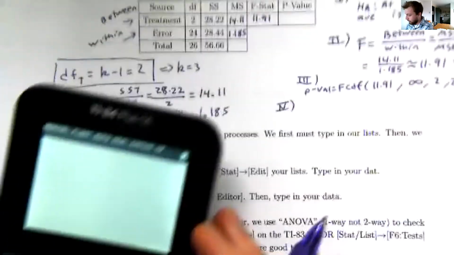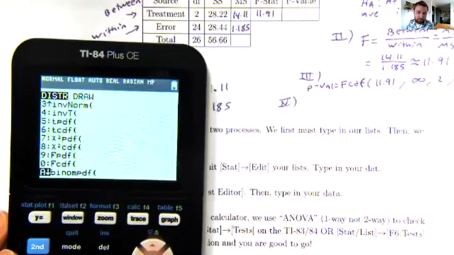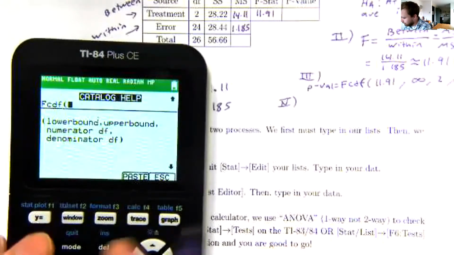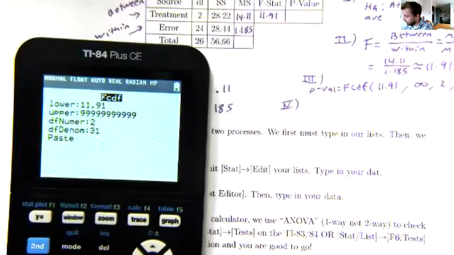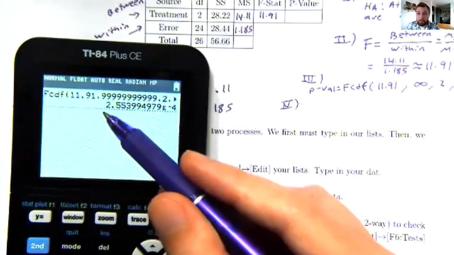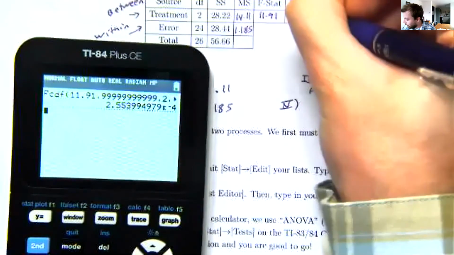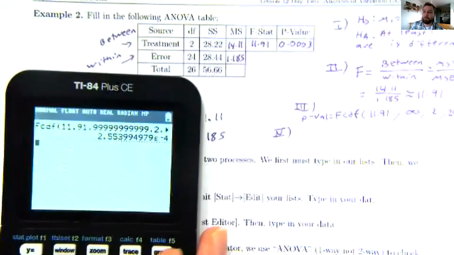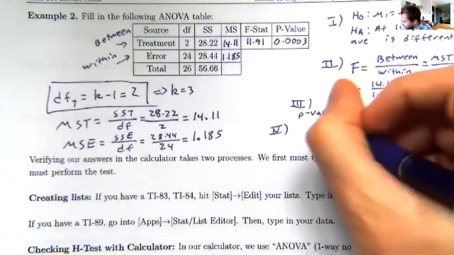Let's check. I'm doing second vars, I'm doing FCDF. I'm doing 11.91 comma infinity, 2, and 24. And this is giving me 2, or if I round this, 3, e minus 4. So this means I have 1, 2, 3 zeros after the decimal place, and then a 3, up to a little bit of rounding. So my p-value here is very, very small.